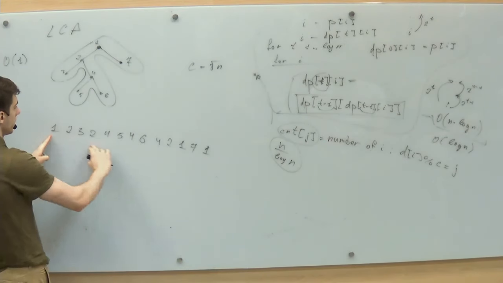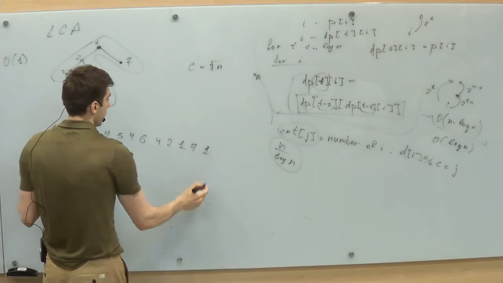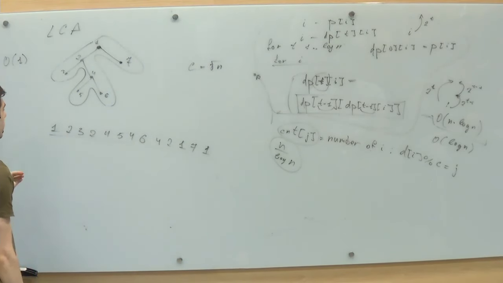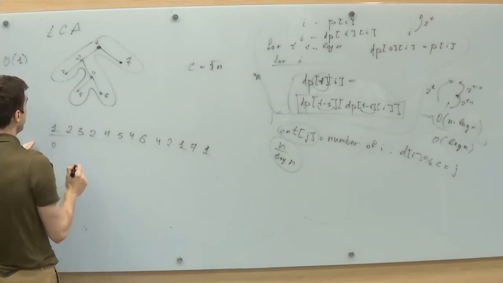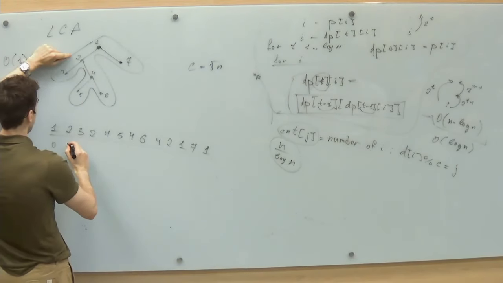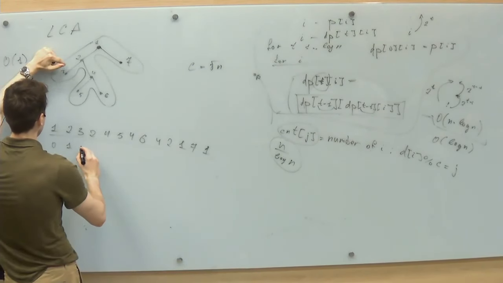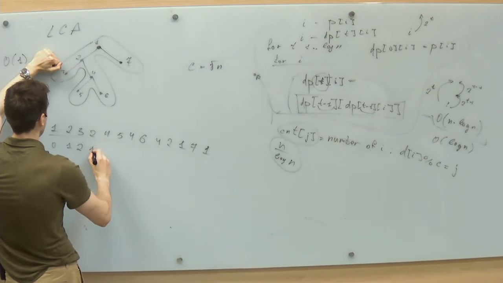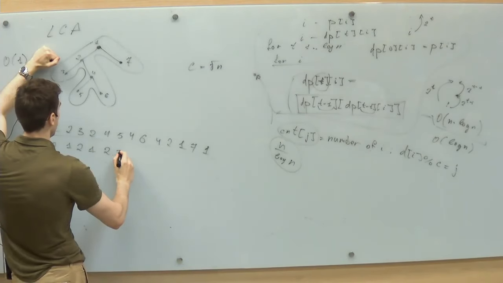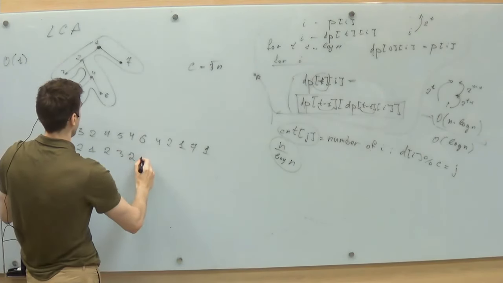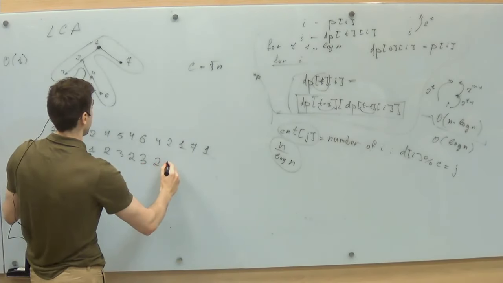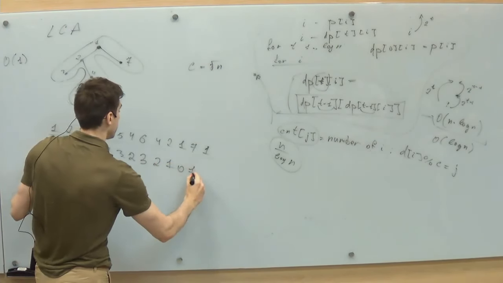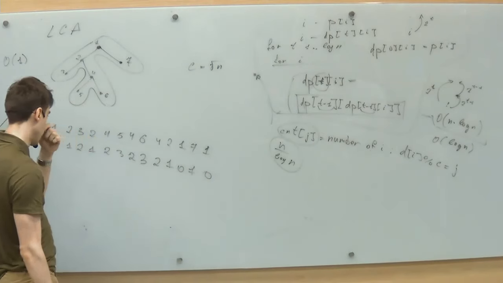With this list, let's just write down the depths of the vertices. So it will be 0. This will be 1, 2, 1, 2, 3, 2, 3, 2. Like this.